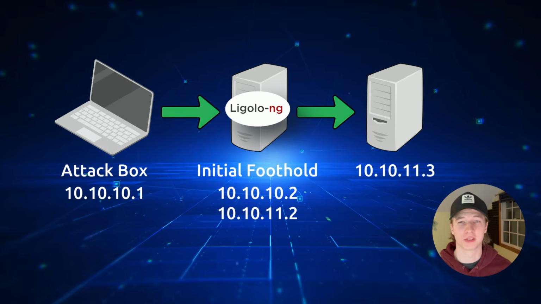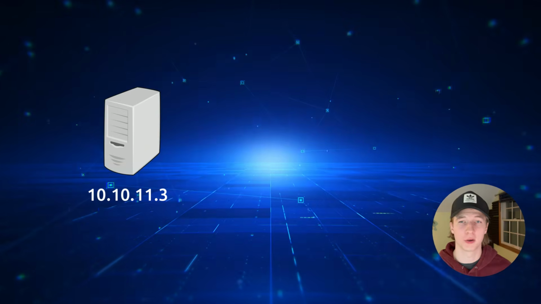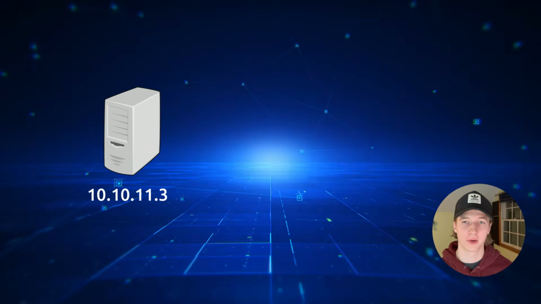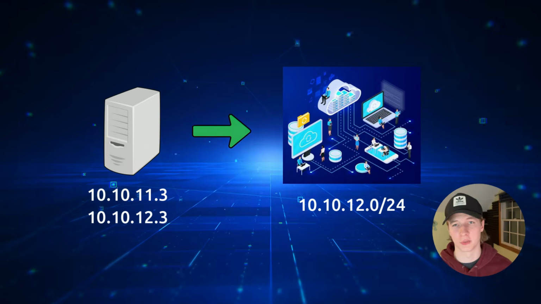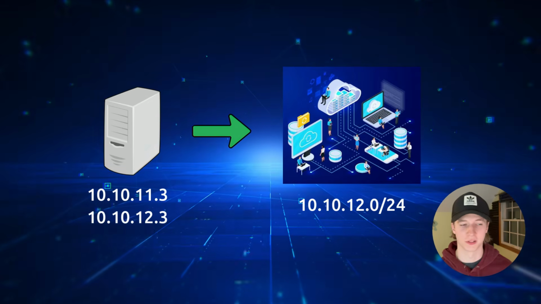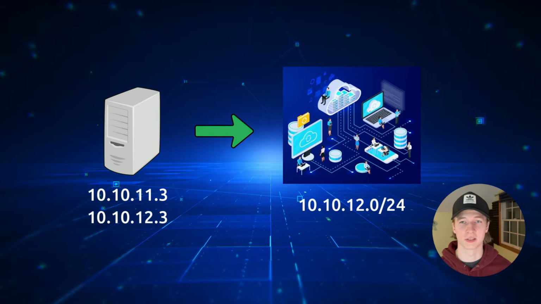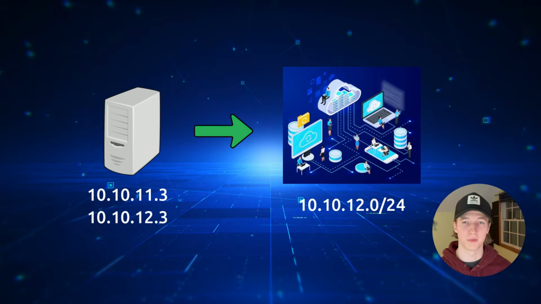So that is the premise of a single pivot, but what if we compromise a host on that 10.10.11 network that has access to another internal network such as 10.10.12.0, and all of our other boxes don't have access to that network either? Well, this is where multi-pivoting comes into play.